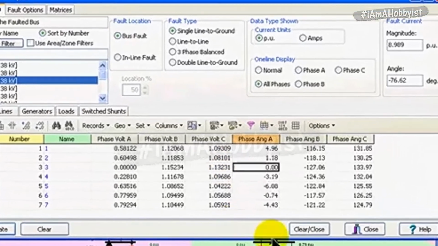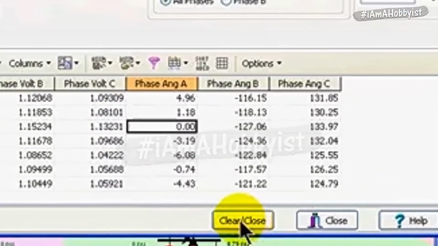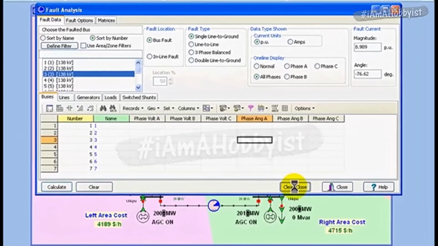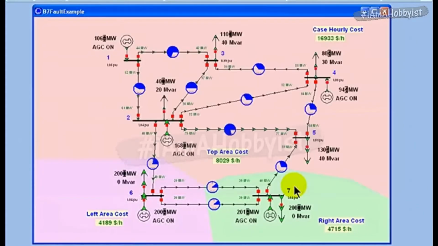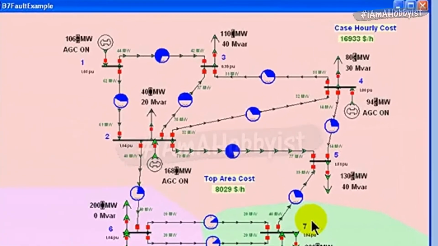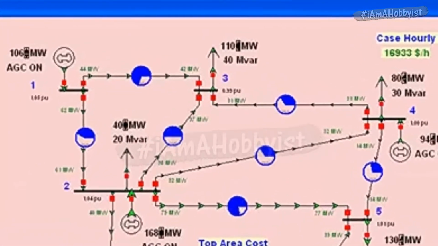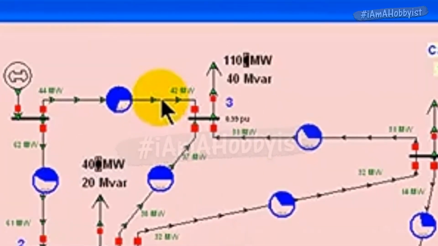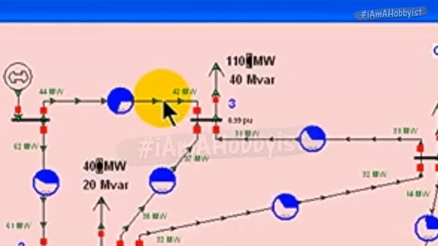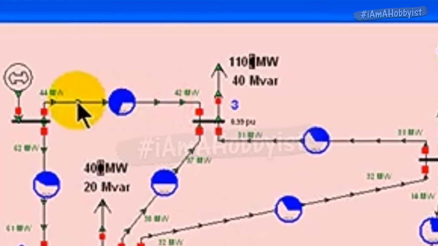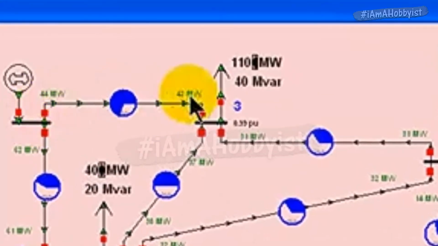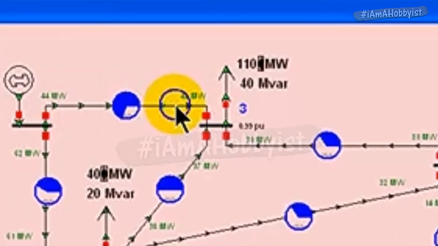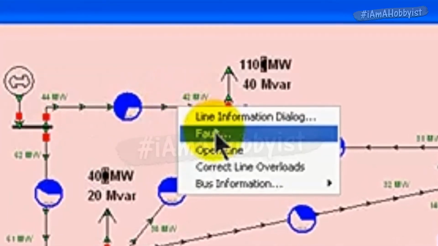To remove the fault and to close the dialog, I can click the Clear/Close. I can also specify fault locations and launch the fault analysis tool from the one-line diagram by right-clicking on buses or on transmission lines. For example, if I wanted to place a fault on the line between 1 and 3, at say this location right here, I could right-click on the transmission line on the one-line diagram and then choose fault.